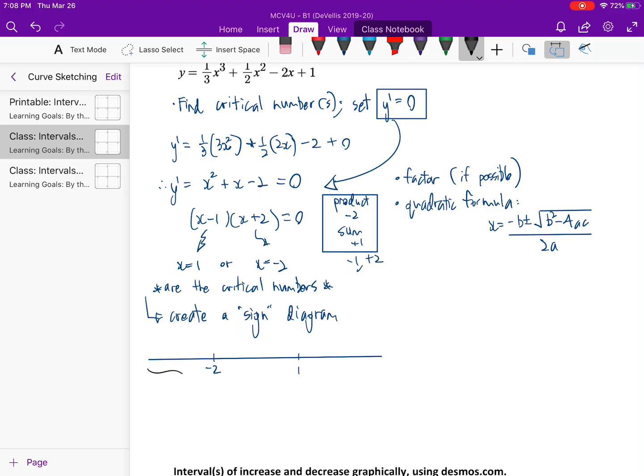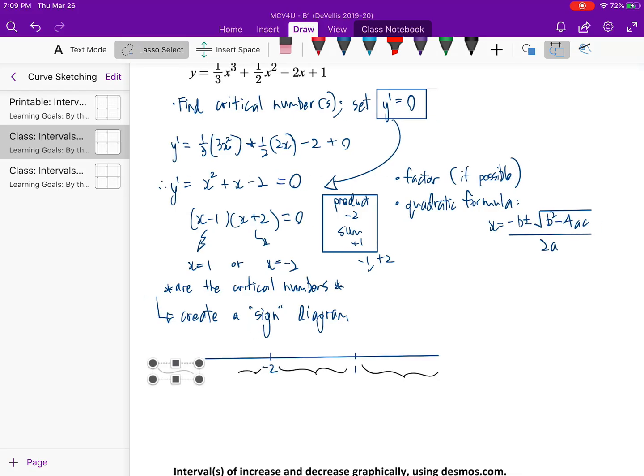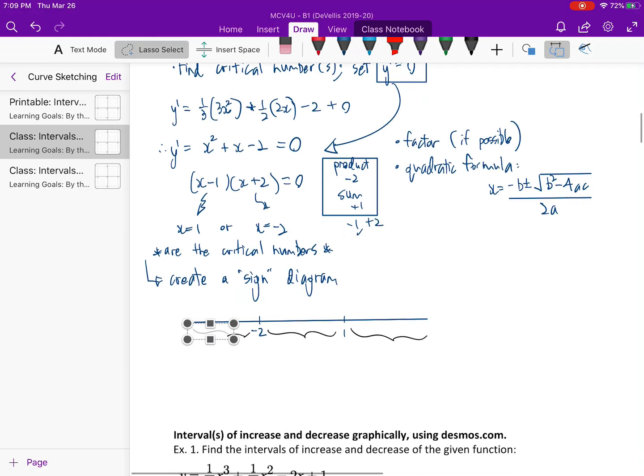So let's pick a test point in this interval, and it doesn't matter what it is, any number below -2. Let's pick a value in this interval between -2 and 1. The easier the better. So you pick any value between -2 and 1. And then let's pick a value that's greater than 1. For short, we'll call them test points. So now we have test points.